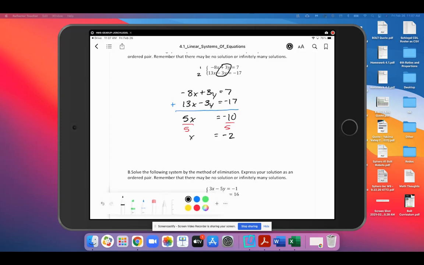Just as with substitution, though, we can take our x value and put it back into either equation 1 or equation 2, whichever one we think looks easier, to get our y value. For me, the first one looks easier, so I'm going to choose equation 1. So I will have negative 8x plus 3y equals 7. Negative 2 will go in for x.